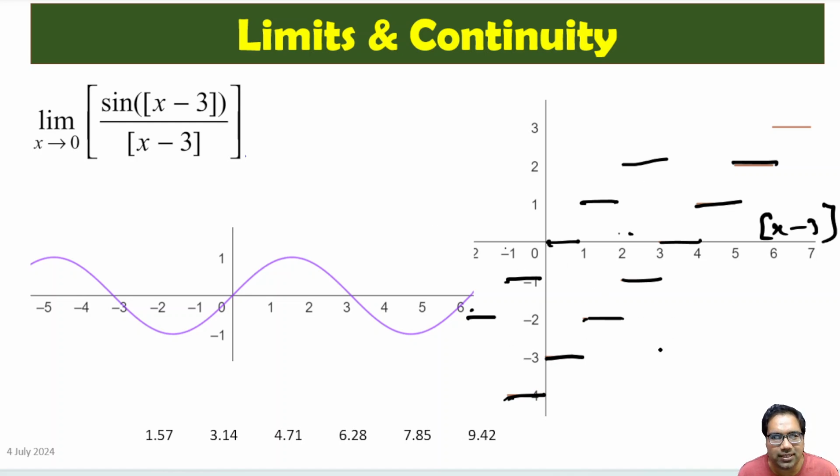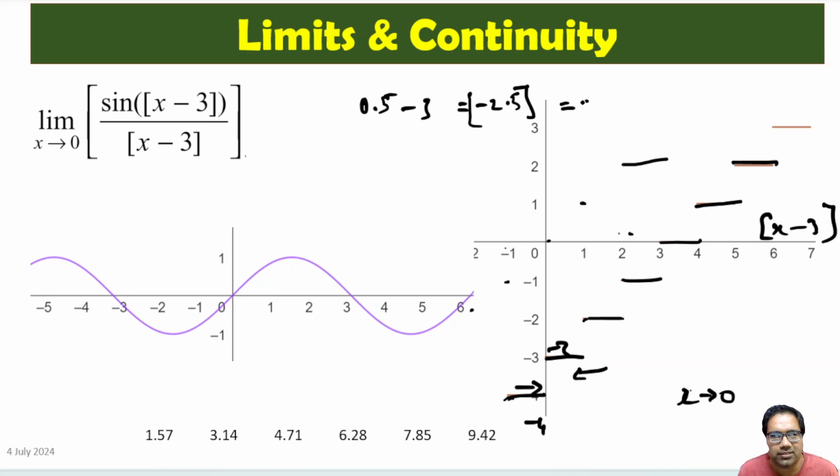Now, we want to see how it looks at x equal to 0, when x is tending to 0. When x is tending to 0 from the left hand side, it is minus 4. If it is tending from the right hand side, it is minus 3. So, for example, x is 0.5. Then 0.5 minus 3 is minus 2.5. The greatest integer function of this is minus 3.